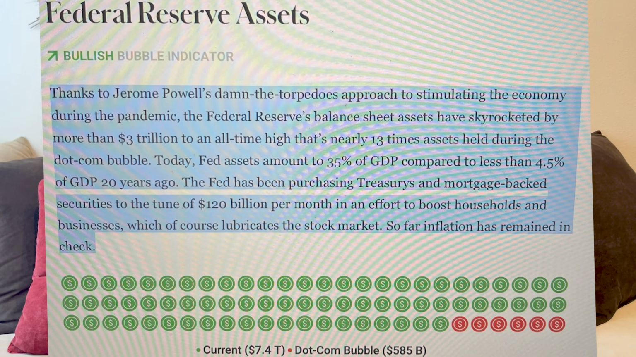Number 10, Federal Reserve assets. We are sitting right now at a balance sheet of $7.4 trillion. That's almost 13 times bigger than what it was in the year 2000. But this is mainly because of the pandemic and the way the Fed has been printing and printing money like crazy. So the Fed's assets account for about 35% of GDP versus 4.5% of GDP back in the 2000s.